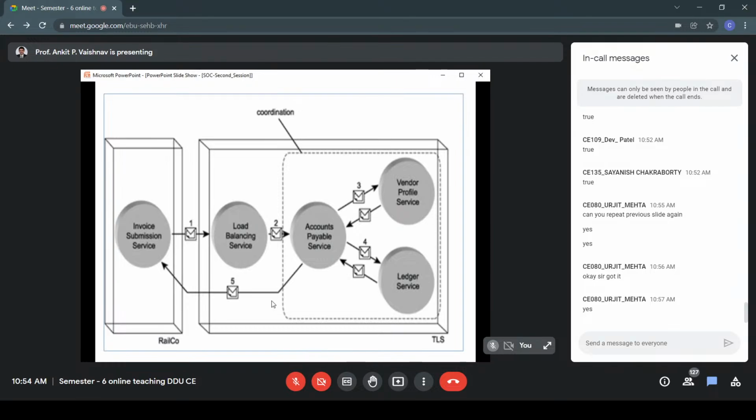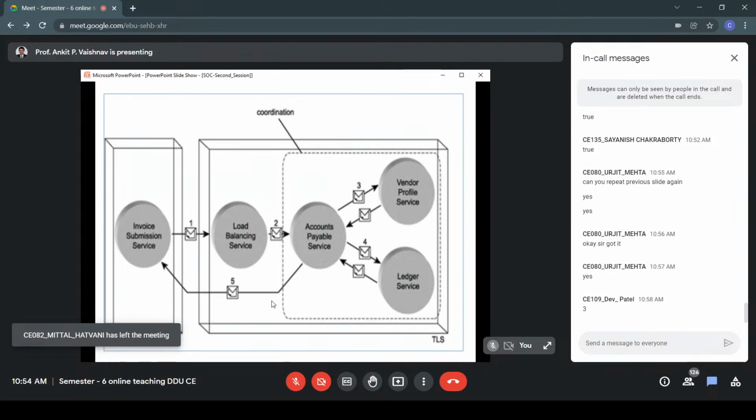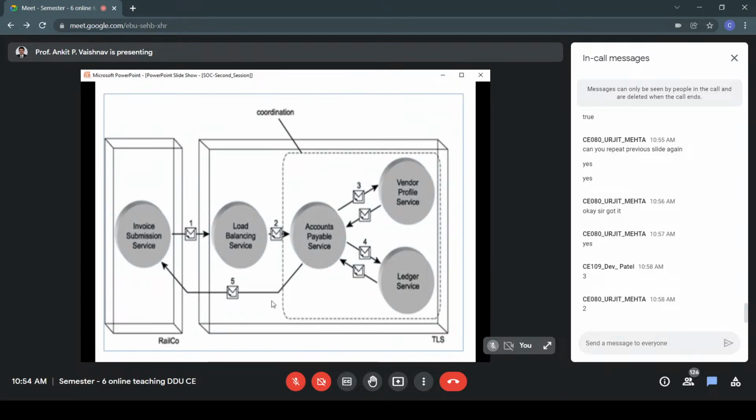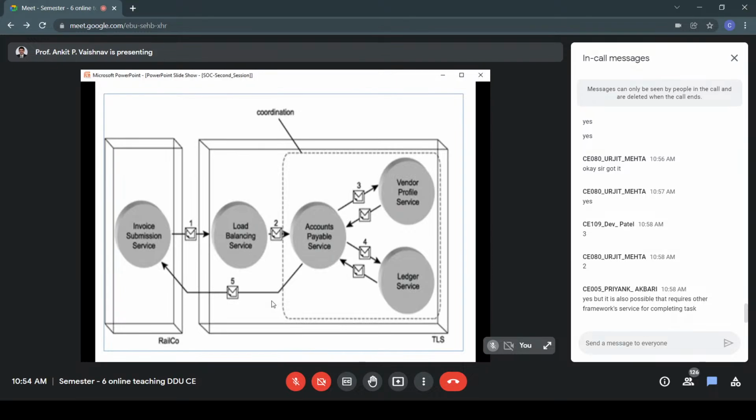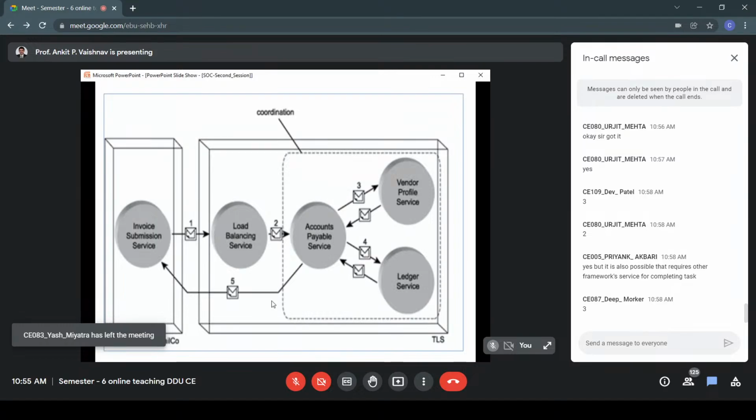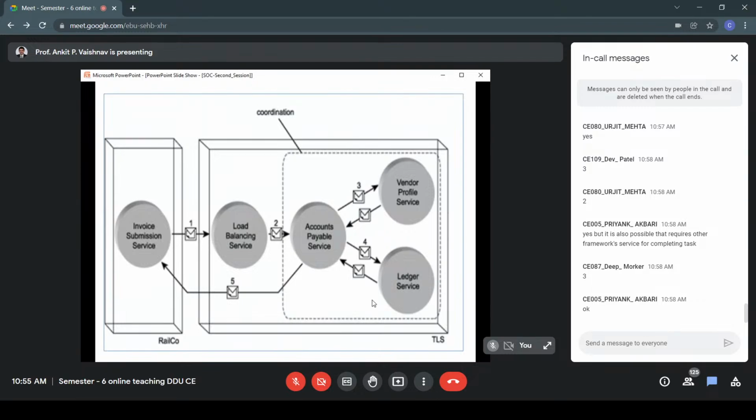So how many participants will you have in this case? Based on this example, there are 3 participants, right? Plus how many other services do we need? 3 plus what is required so that you can implement coordination? It is also possible that it requires other framework services for completing the task. Yes, we will see that, Priyank. There is another framework if you want to manage coordination between different organizations, right? We need 3 more services, right?